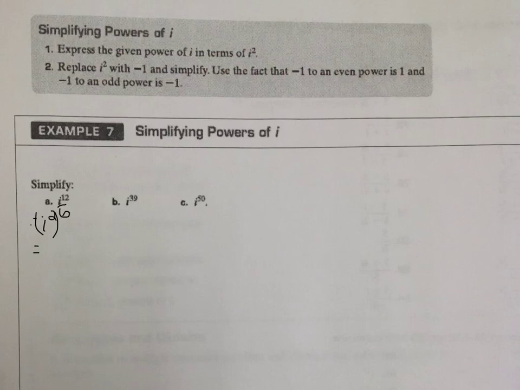And we know that i squared is really a -1. And we got -1 to the 6th. The rule up here says -1 to an even power is equal to 1. So our answer is 1.